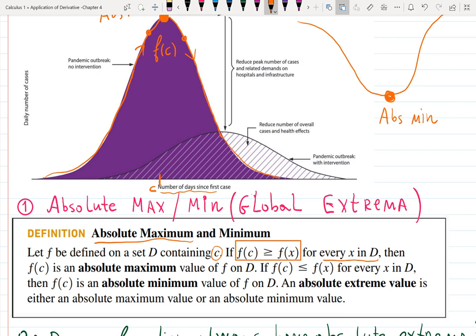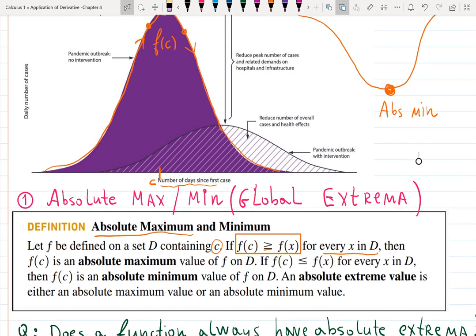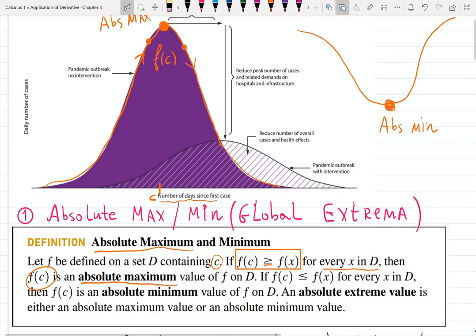Why is there an equal sign over here? Because it is possible to have a second peak of exactly the same height, right? And then we have two absolute maximums and they have the same output, the same height. That's why we want to make sure that we don't forget that. Then f of C is called the absolute maximum. It's also called the absolute extreme value or absolute global value of f on the domain D we're talking about.